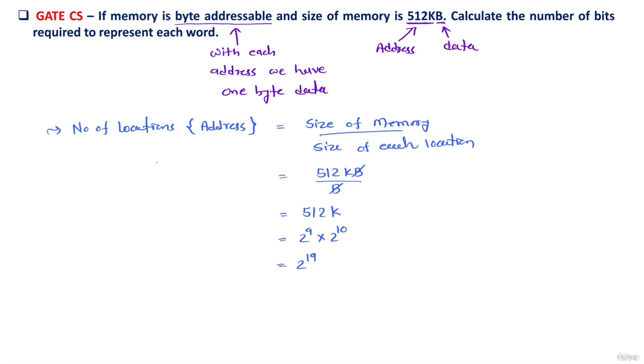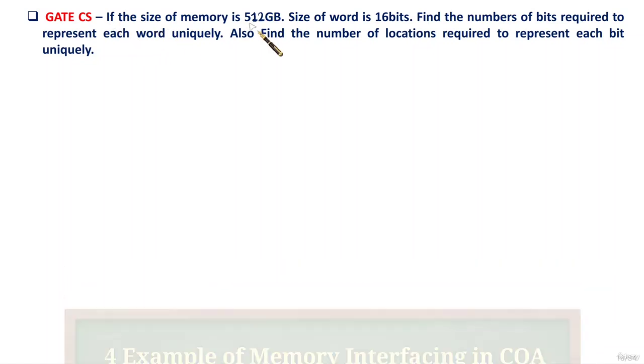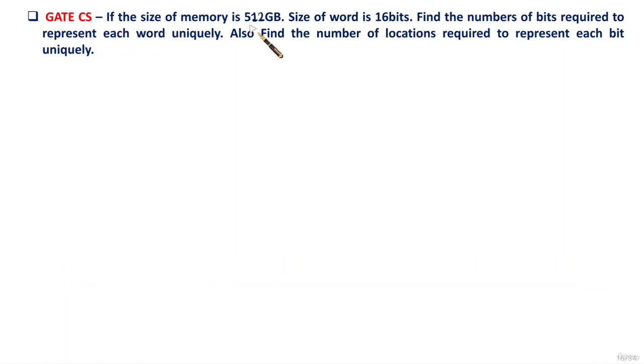19 bits. So that is how we can identify number of bits required to represent each location, right? Let us have fourth question. In the fourth question, the size of memory is given, that is 512 GB. So total size of memory that is given is 512 GB.